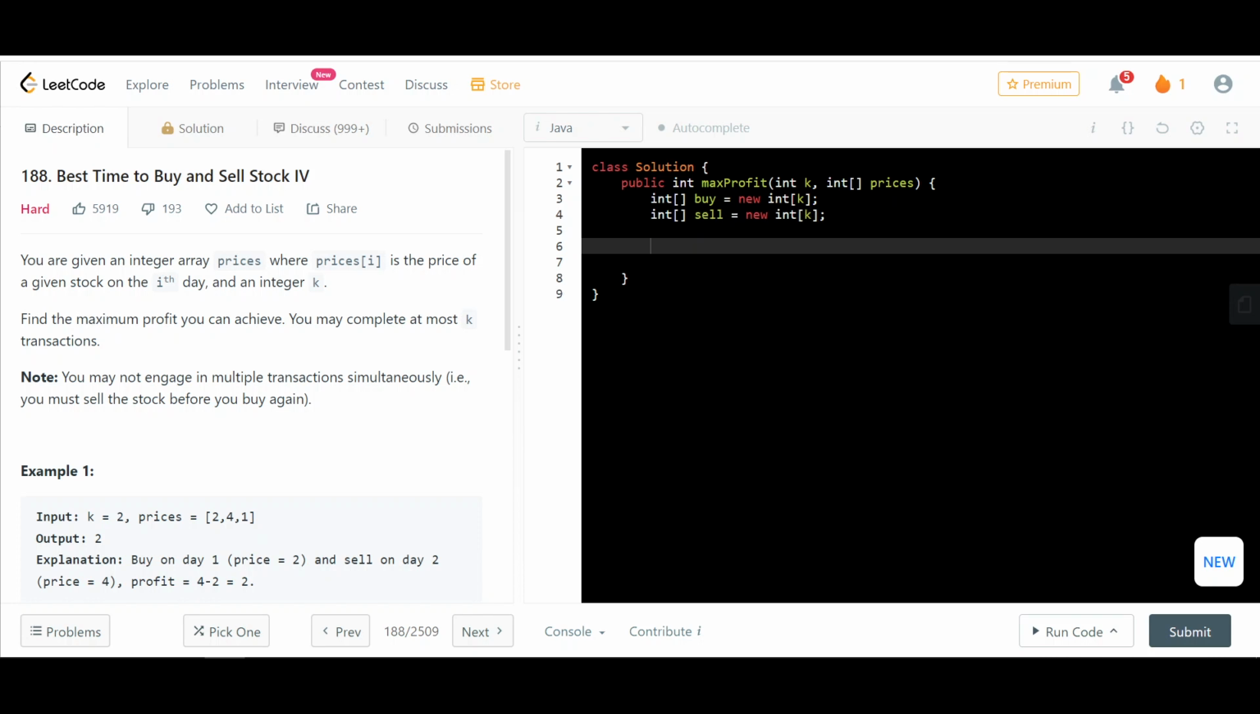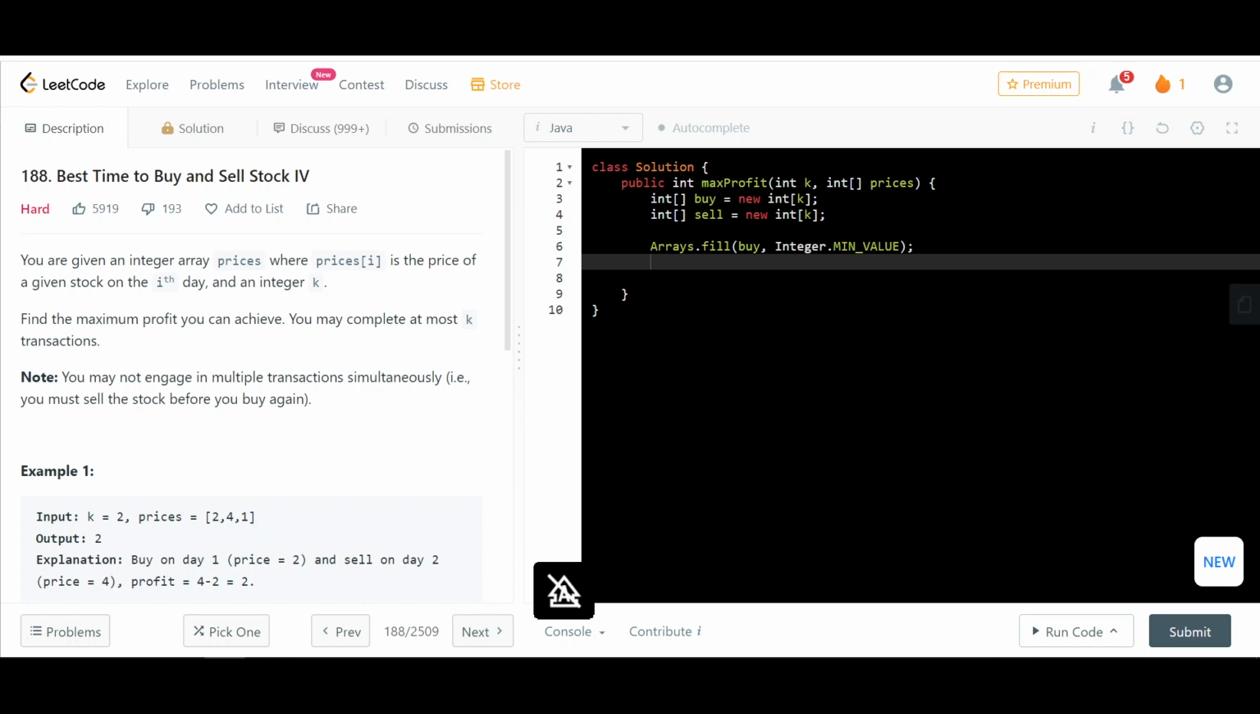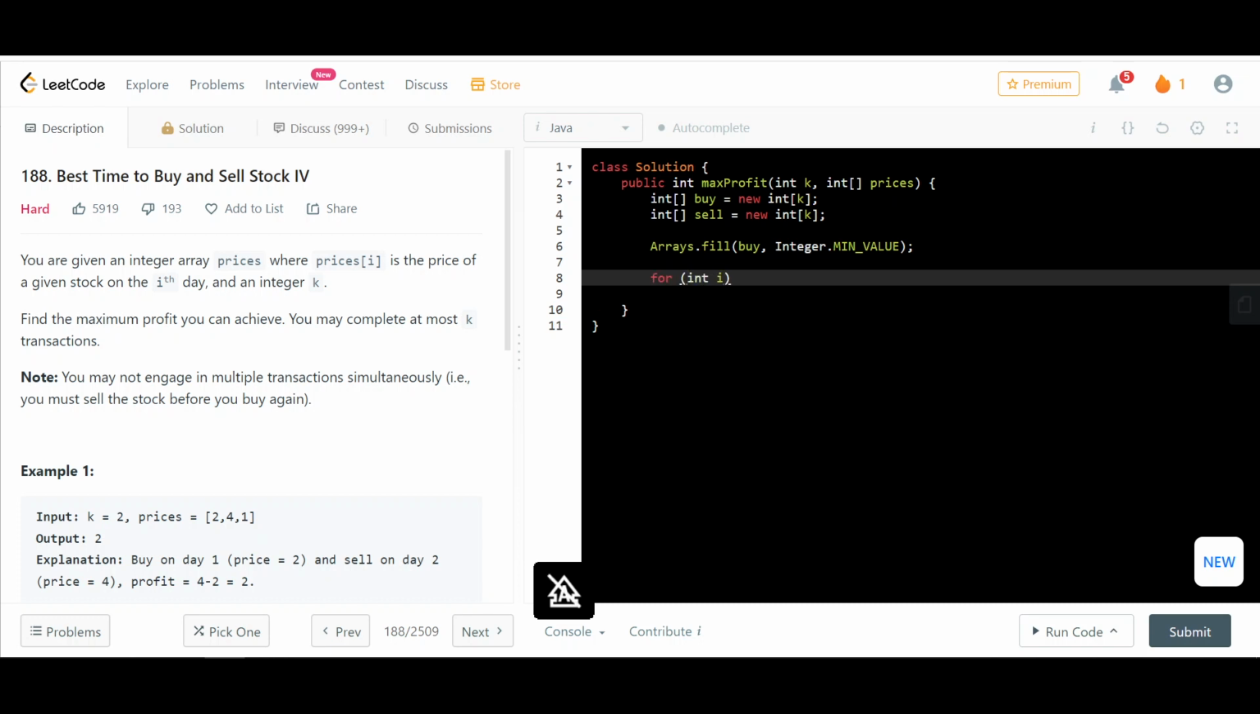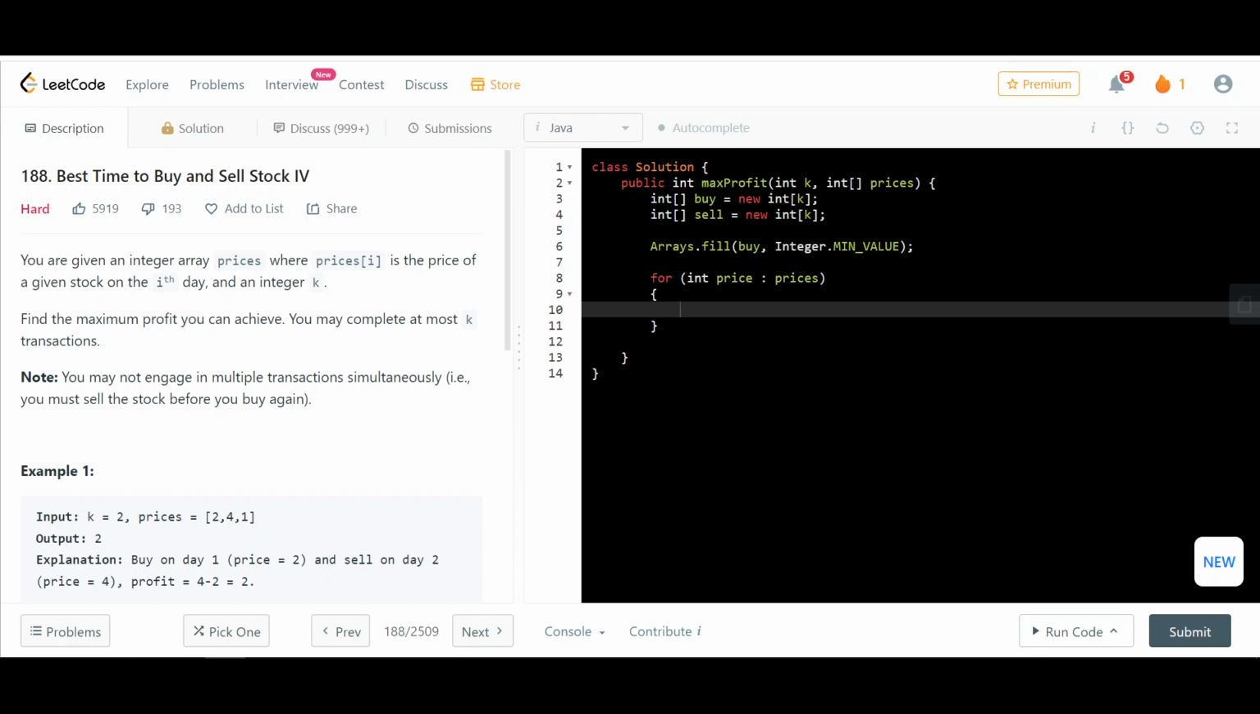Again, let's define the buy as array start till buy with minimum thing. Let's go through each and every day like we did earlier. So for each price in prices, for each day, now you can fill up to k. So let's do this: I equals 0, I is less than k, I plus plus.